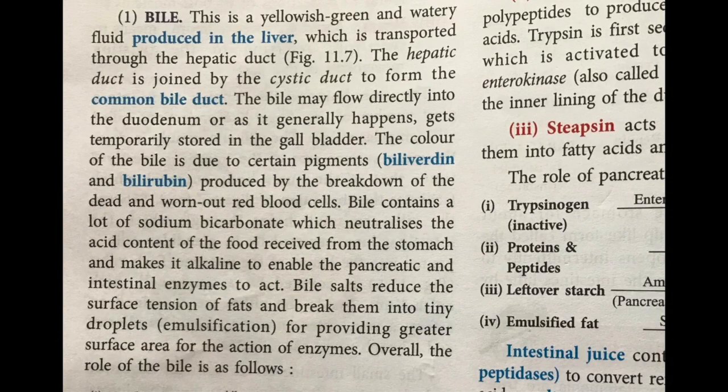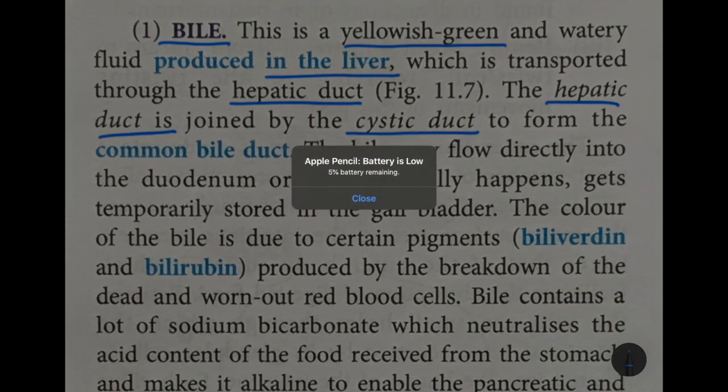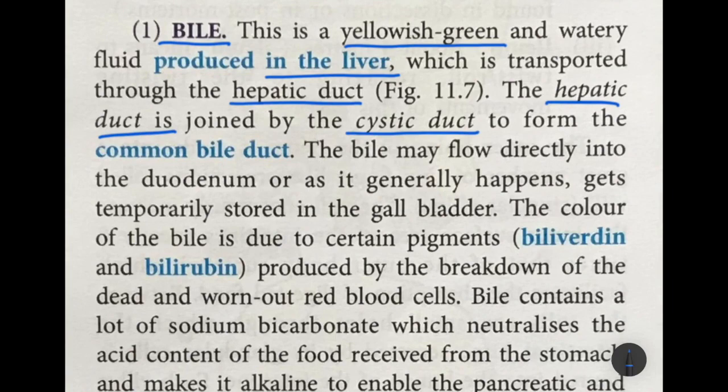To continue with the digestive system, today we are going to start with bile. Bile is a yellowish green and watery fluid, and it is produced in the liver, and it is transported directly from the liver through the hepatic duct. The hepatic duct is joined by the cystic duct. Now the cystic duct comes from the gallbladder. So when the hepatic duct, which comes from the liver, and the cystic duct, which comes from the gallbladder, join together, it forms a common bile duct.